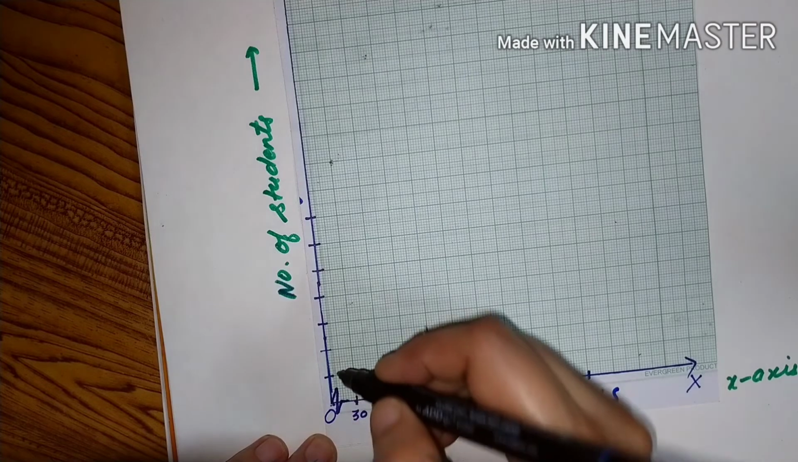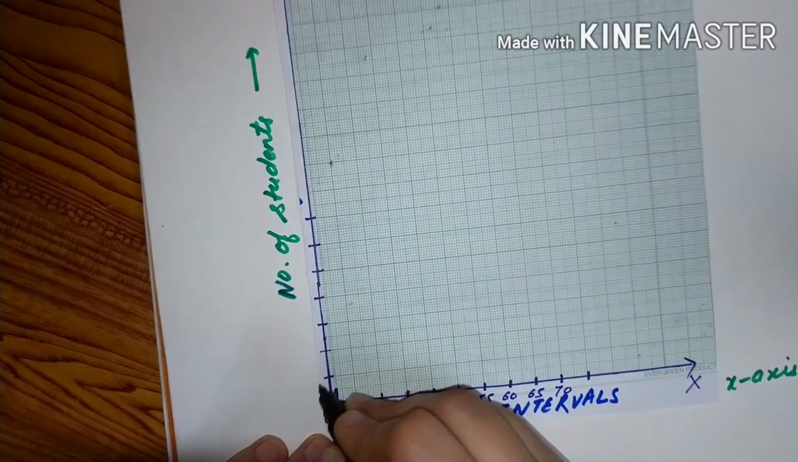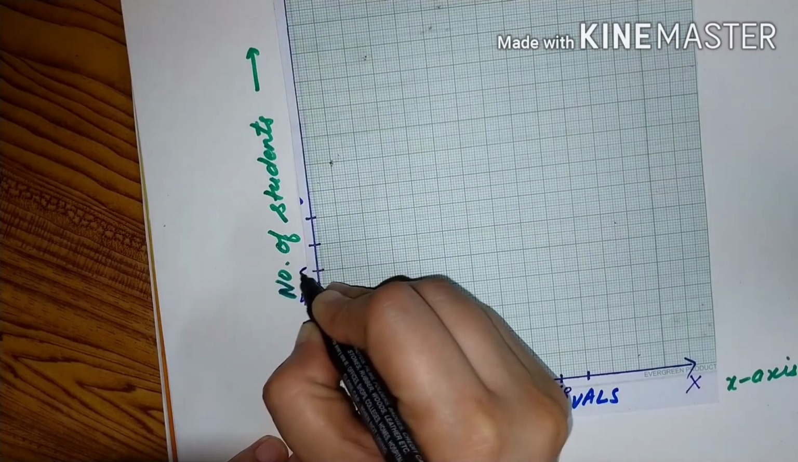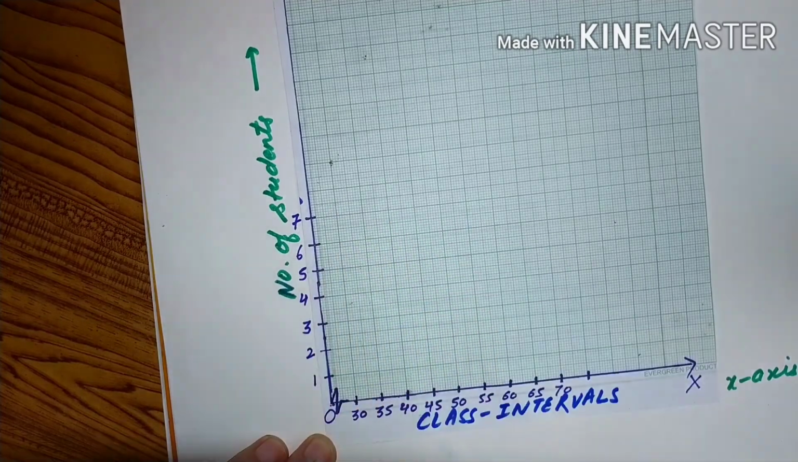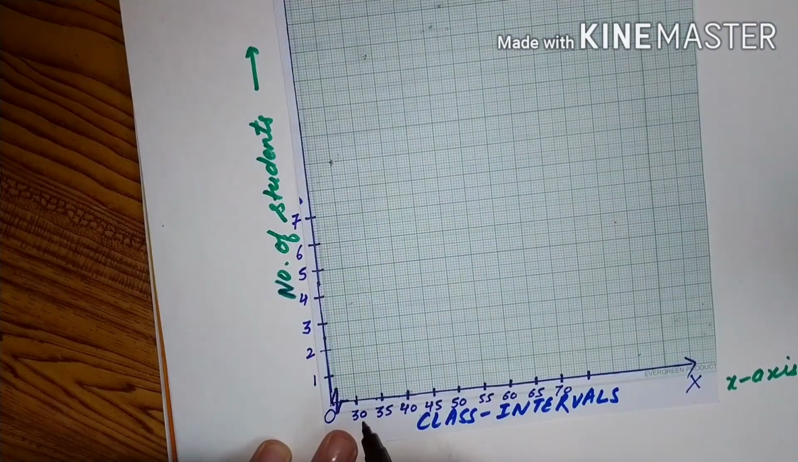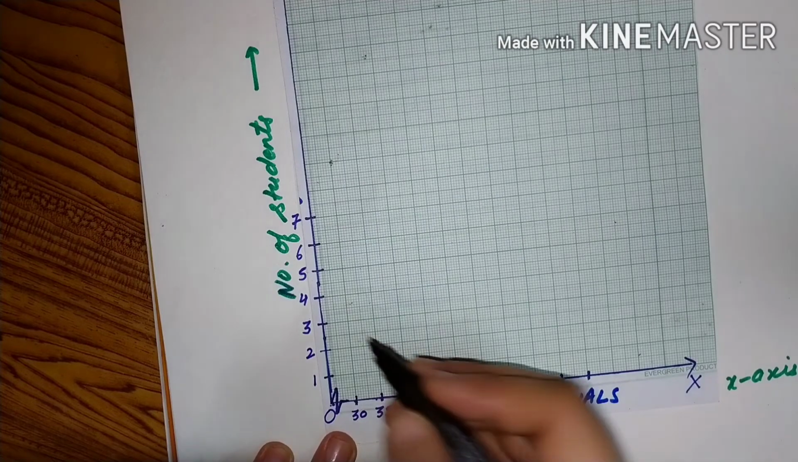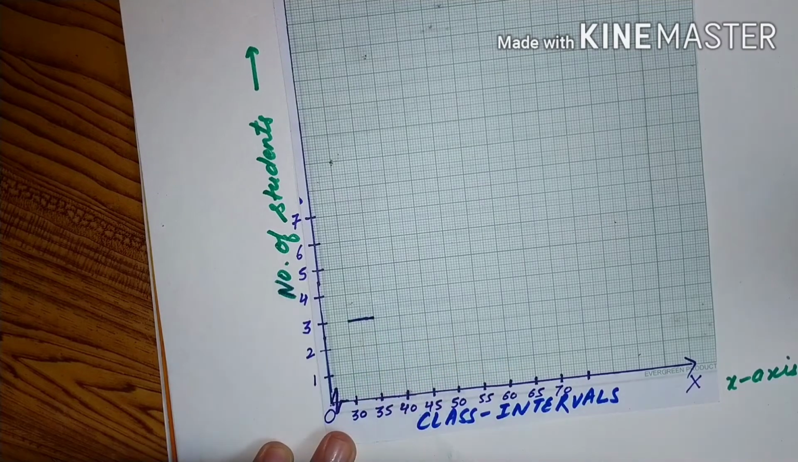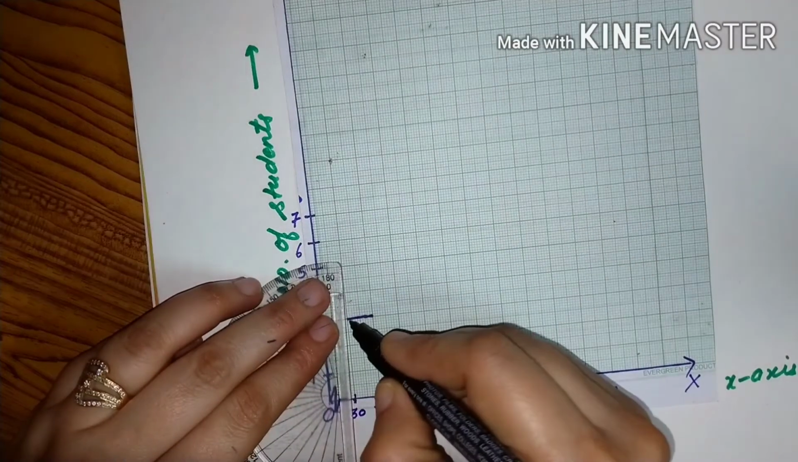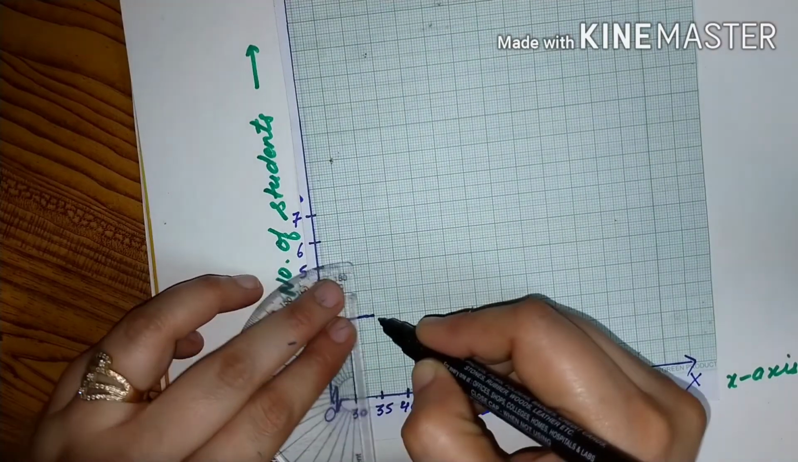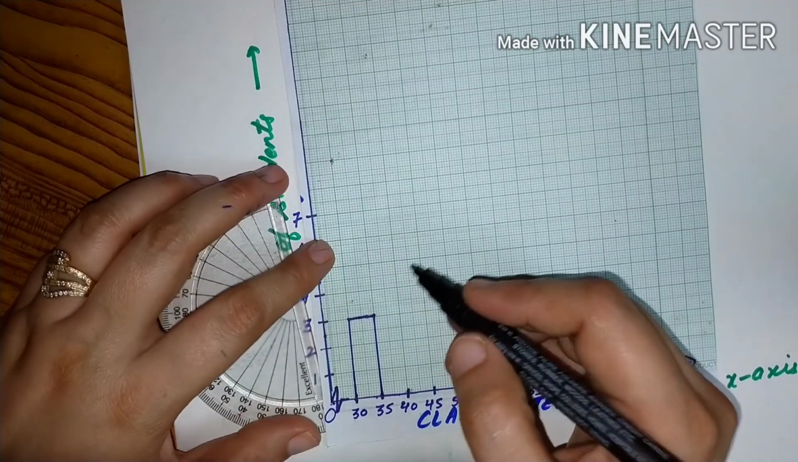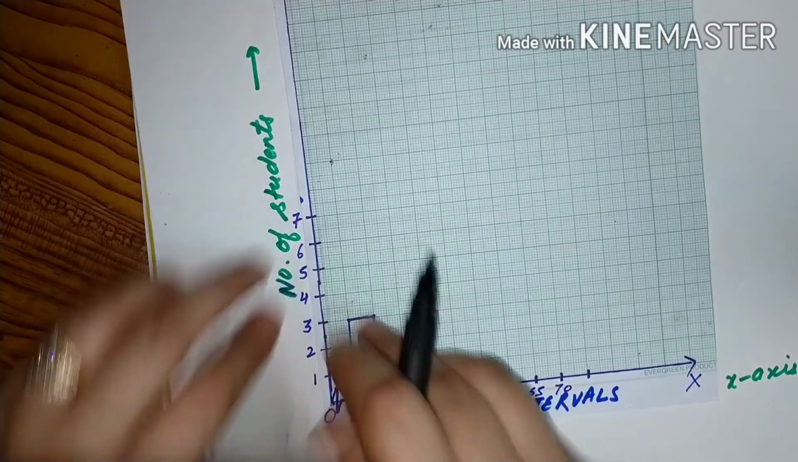Then we will write here number of students 1, 2, 3, 4, 5, 6, 7. Now in 30 to 35, how many students were there? 3. So draw a line here, 3, and make a bar as you do in bar graph. Then in 35 to 40 there are 4 students.